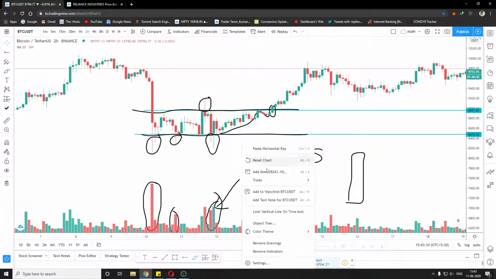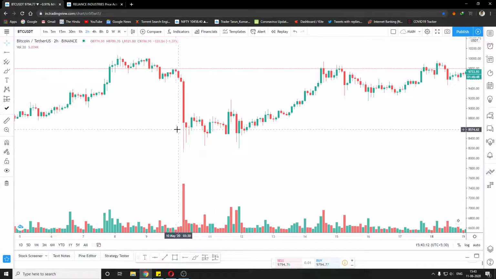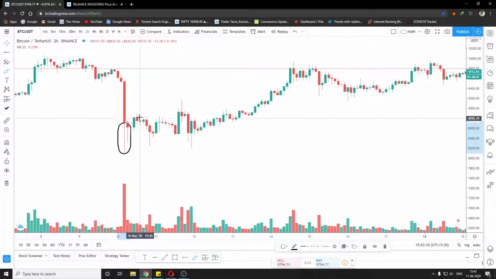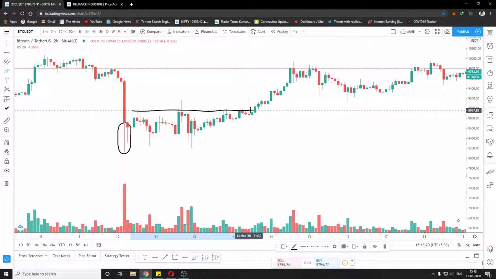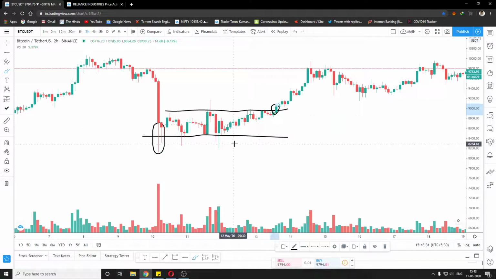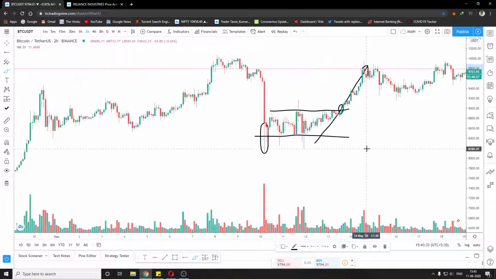So this is how a buying climax looks. Usually, when we see these first pin bars, we do not buy. We wait for a resistance to form, we wait for a support to form, and at the breakout we buy. So this is an example of a buying climax. Then we have an uptrend.